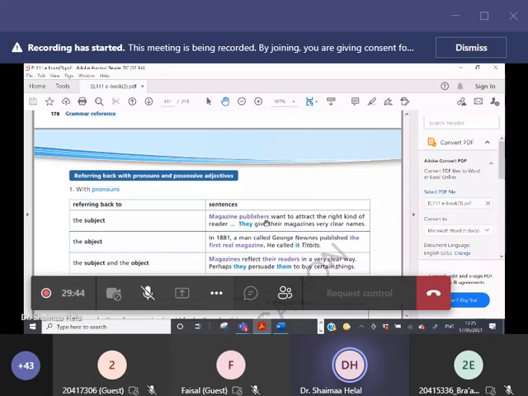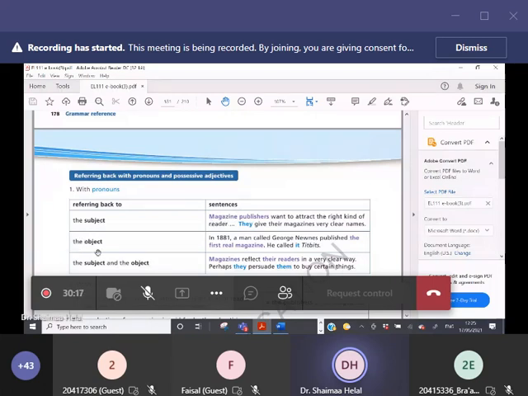Magazine publishers want to attract the right kind of reader. They. So they here, this is a pronoun that we use in order to refer back to something related to a previous sentence. So we are referring back to magazine publishers instead of repeating. I'm not going to repeat it again and say magazine publisher, give their magazines very clear names. But I'm going to use pronouns in order to refer back to the subject, which is magazine publishers.